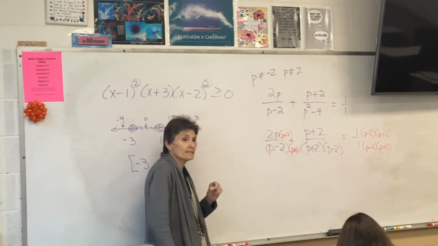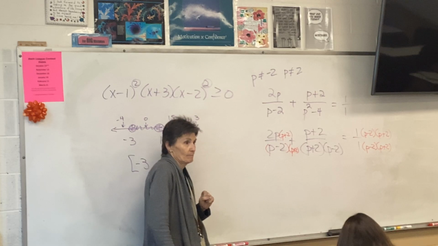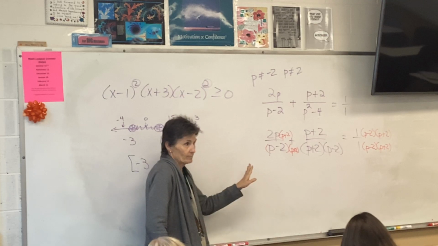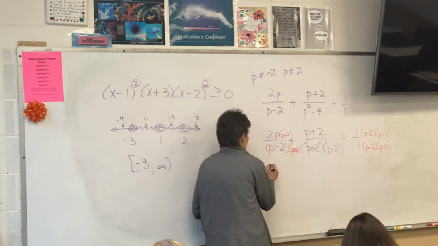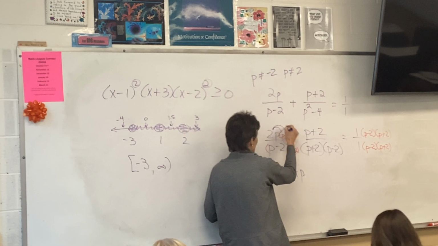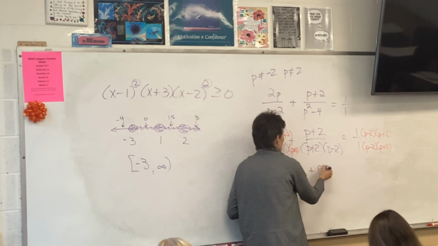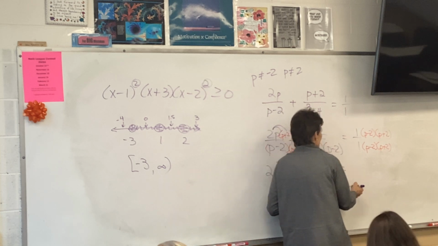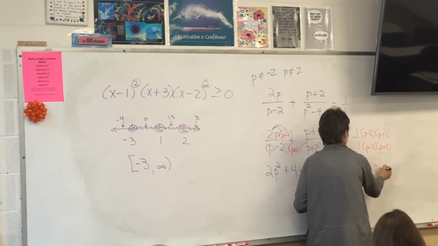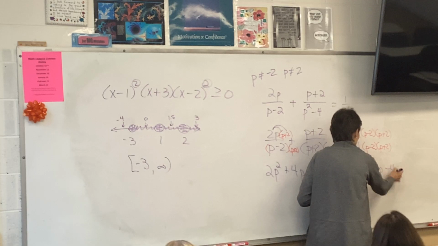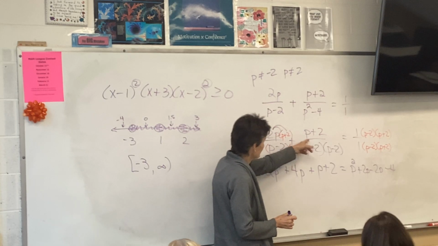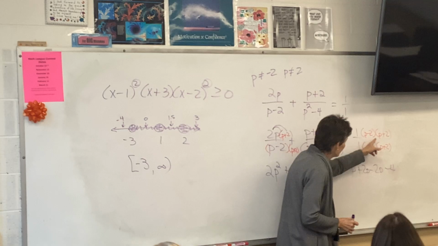Now, is every denominator the same? Yes. It's an equals, so dump them, we don't need them. 2p squared plus 4p, I'm distributing here, plus p plus 2 equals, FOIL it out, p squared plus 2p minus 2p minus 4. So this was a distribute, that was nothing, and then this was a FOIL.